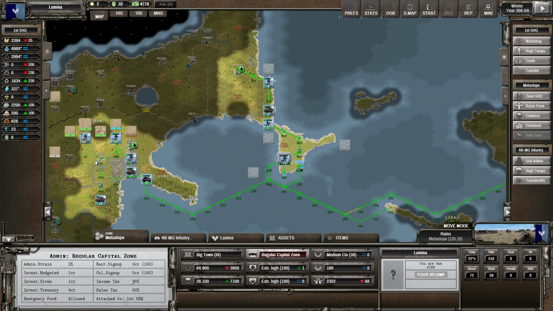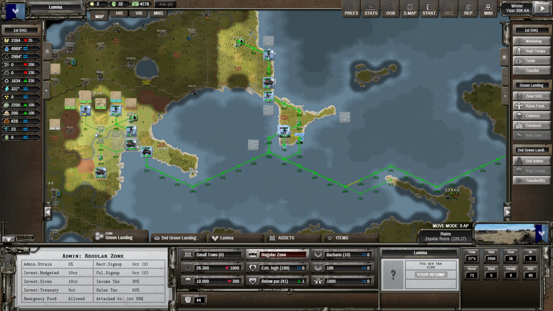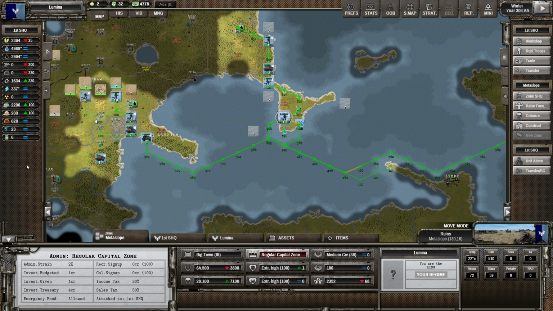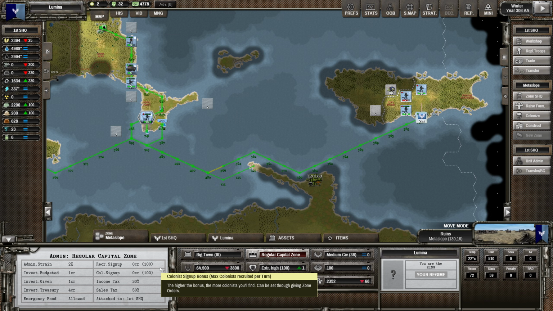Income tax tells you how much income tax you've got across your nation, and how much sales tax is, which affects your trade coming in. And then it tells you which SHQ this zone is attached to. So you'll see all of my zones are attached to the first SHQ because we've only got one SHQ. When you've got more than one SHQ, by the way, guys, it will appear here. Okay, so you'll be able to go through multiple SHQs. But again, that's not something you'll do in most games.